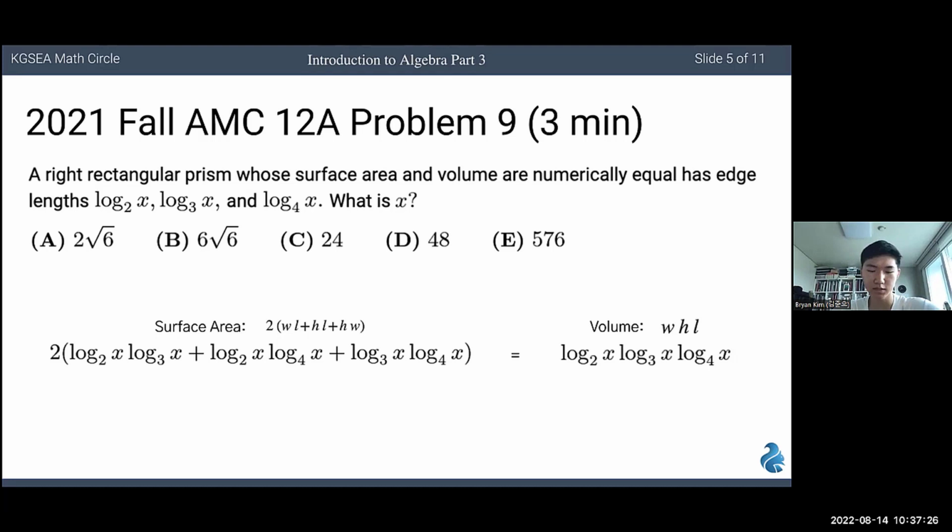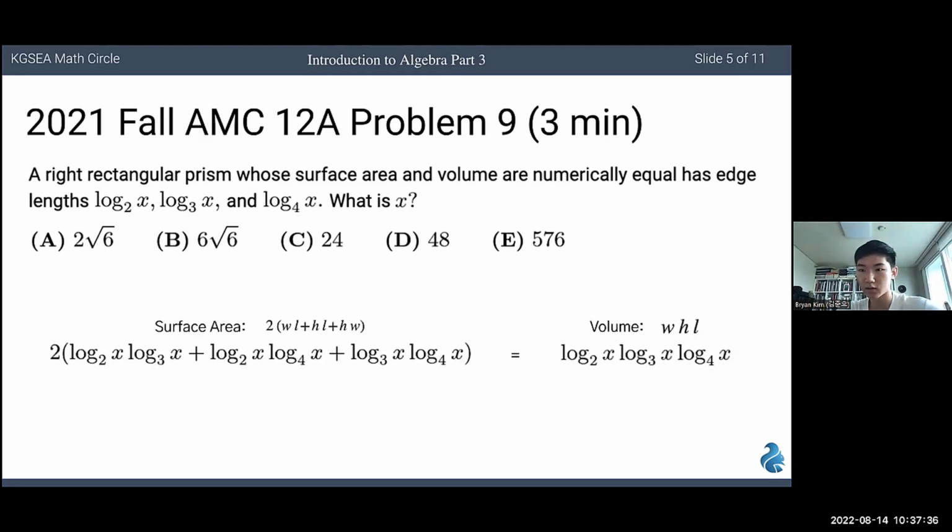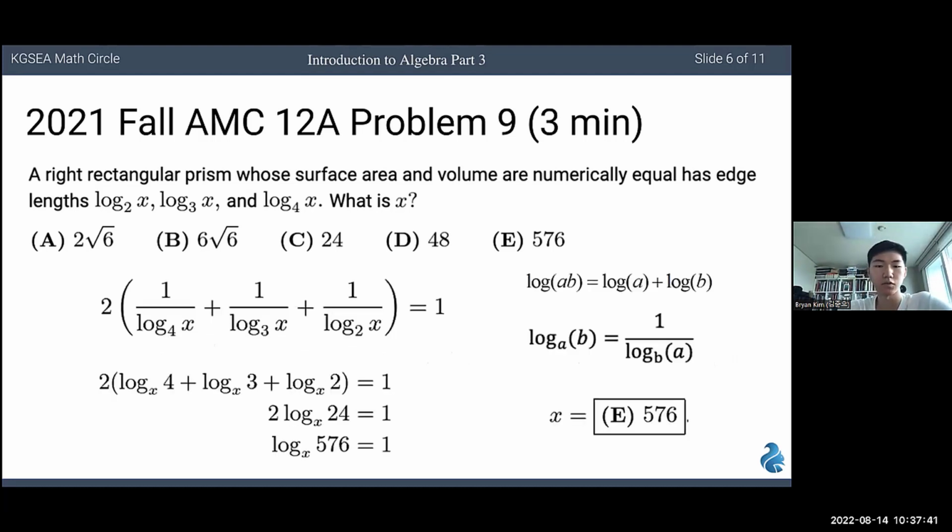Okay, now that 3 minutes has elapsed, I'll show the rest of the process you have to go through to reach the answer. So from that equation that you just saw, if you divide the volume by both sides, then you get the following equation: 2 times open parentheses 1 over log x base 4 plus 1 over log x base 3 plus 1 over log x base 2, close bracket equals 1.